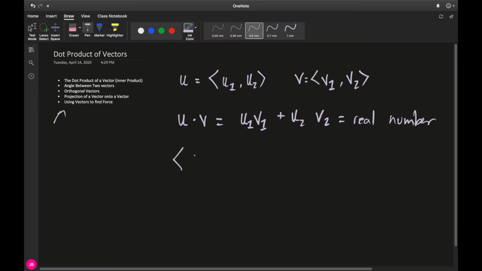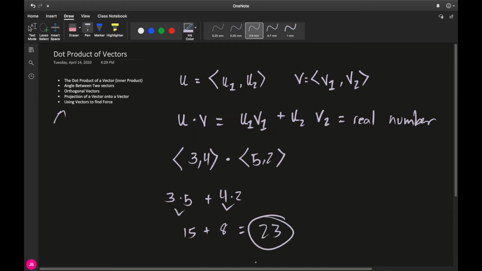Now let's say we are given two vectors, 3, 4, and we're asked to find the dot product of this vector with vector 5, 2. To find a dot product, one simply has to multiply the 3 times the 5 and then add it to the 4 times the 2. So this would give us 15 plus 8, which would give us 23. And it's as simple as that. That's how you find the dot product of a vector.